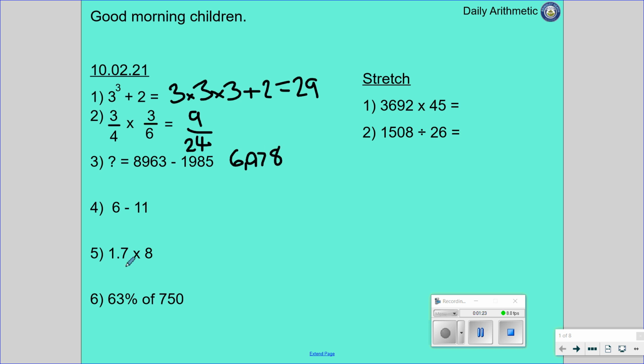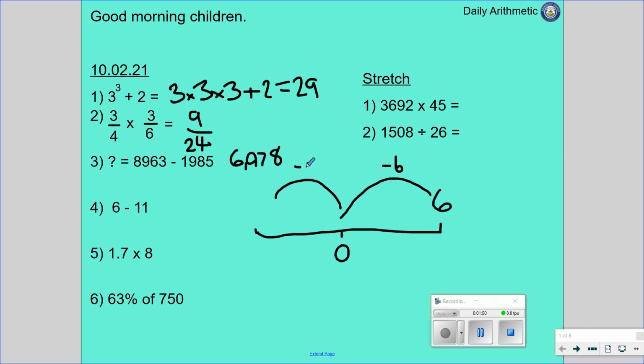Question 4, we've got 6 take away 11. Remember with this kind of question it might help for you to visualize it on a number line. So here if I have my number 6, that's a positive 6, my 0 would come here and I'm taking away 11. So first of all I would ask myself, how many do I take away to get to 0? Well, I take away 6, but altogether I want to take away 11, so I need to take away another 5. So 5 less than 0 is going to be minus 5. So my answer, minus 5 for that question.